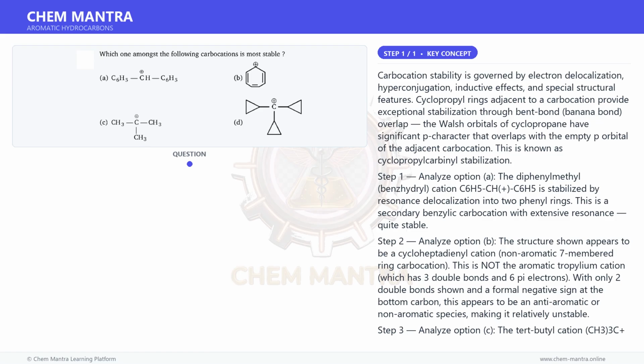Step 4. Analyze option D. The tricyclopropyl carbocation has 3 cyclopropyl groups attached to the central carbocation. Each cyclopropyl group donates electron density through cyclopropyl carbinyl stabilization via overlap of the bent bonds, Walsh orbitals, with the empty p orbital. 3 such groups provide threefold cyclopropyl carbinyl stabilization.